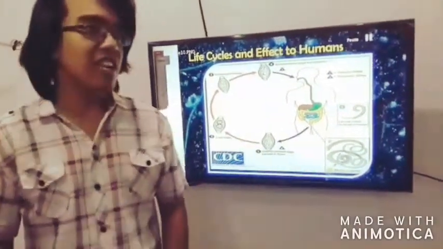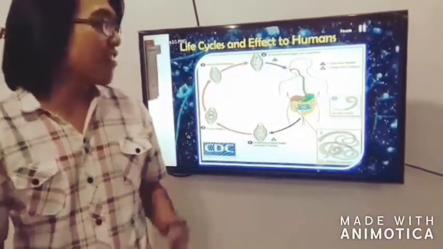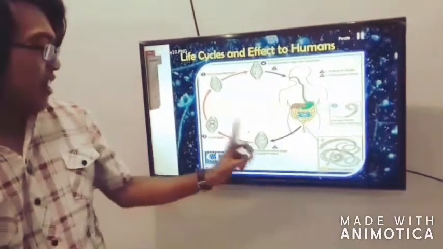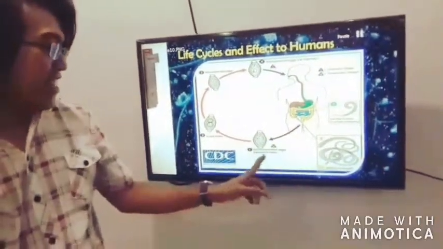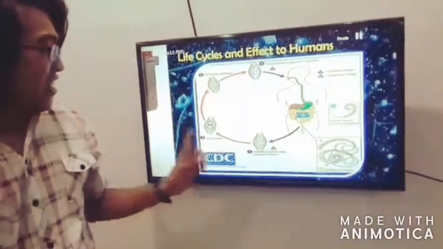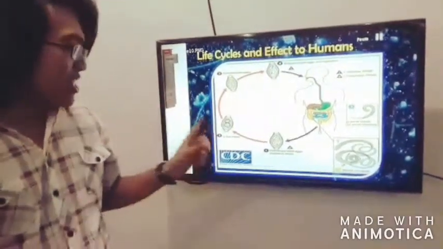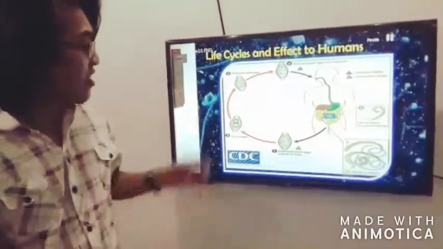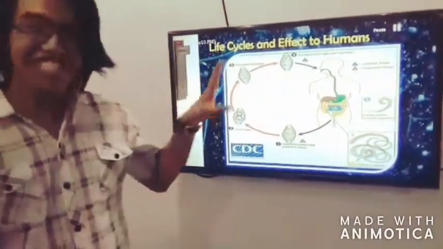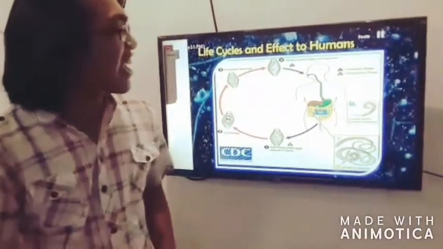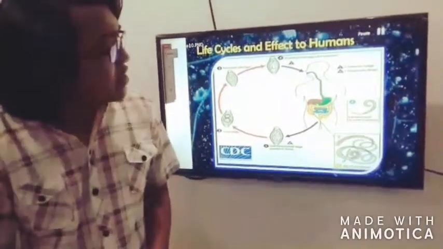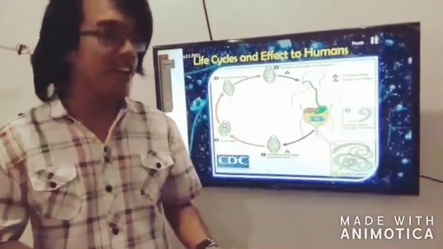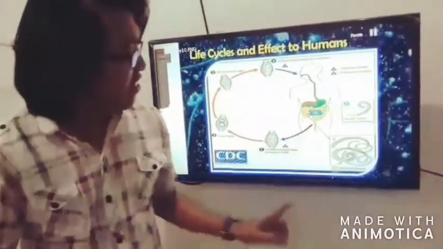Here is the life cycle of Trichuris. It is an oral-fecal transmission, which starts from the environment, like the soil and the food, and it is transmitted via food. The environment is ingested by little children playing in the soil, where the eggs also live because of fecal matter.